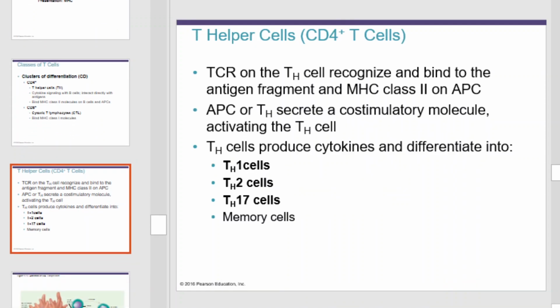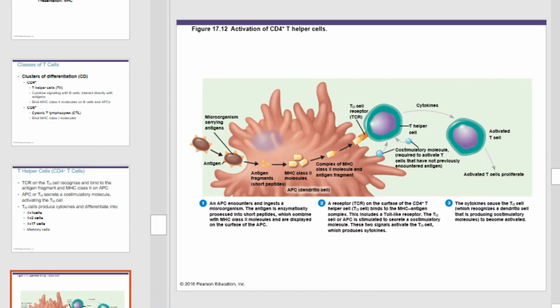TCR on the TH cell recognizes and binds to antigen fragments on the MHC class II of APCs. APCs or TH secrete a costimulatory molecule activating the TH cell. The TH cells will then produce cytokines and differentiate into TH1, TH2, or TH17 cells. Some will become memory cells. This is an illustration of the activation of the CD4 T helper cell.